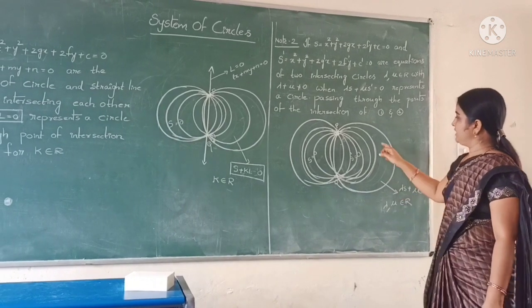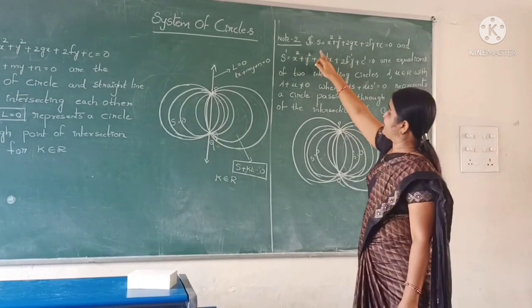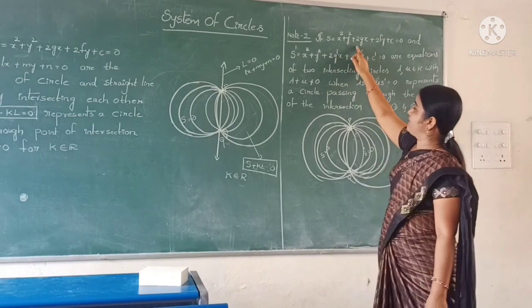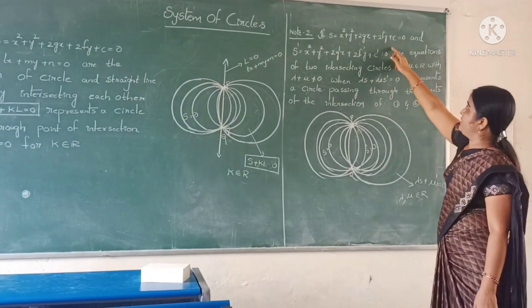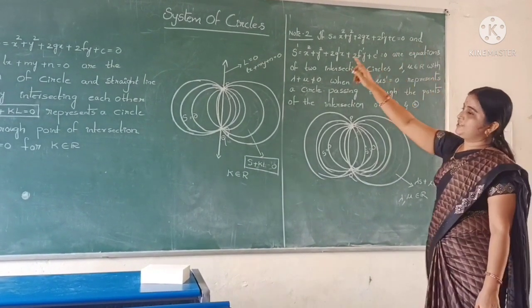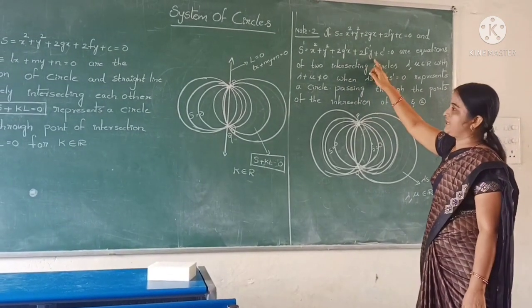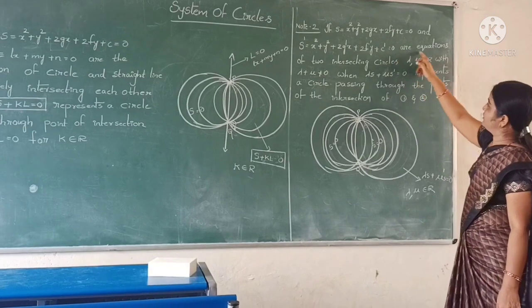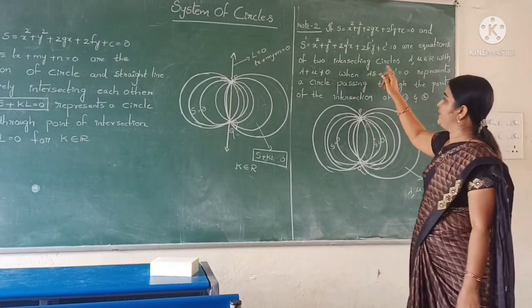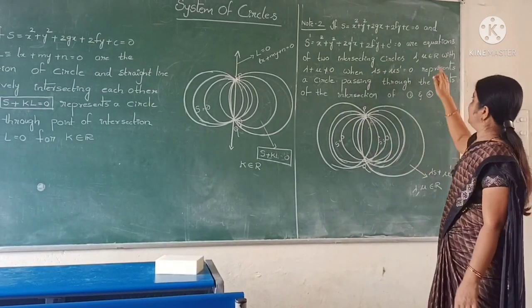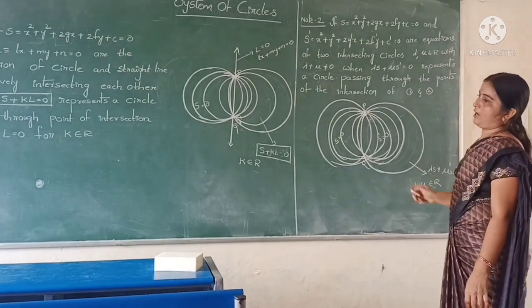So this is the note: S equals x square plus y square plus 2gx plus 2fy plus c equals 0 and S dash equals x square plus y square plus 2g dash x plus 2f dash y plus c dash equals 0 are equations of two intersecting circles. Lambda, mu belongs to R.